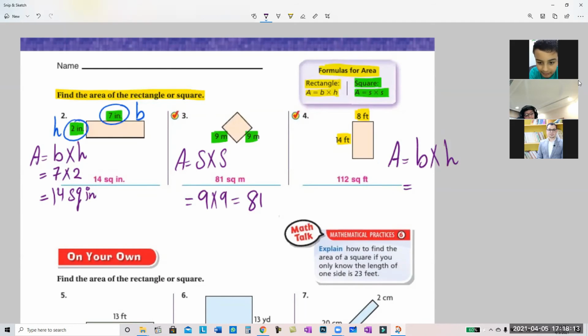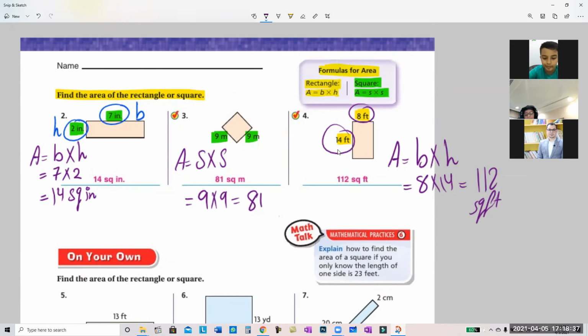So base equals what? 14, or let's say 8. 8 multiplied by 14 equals 112 square feet. Yes, 112 square feet, great. Thank you so much.